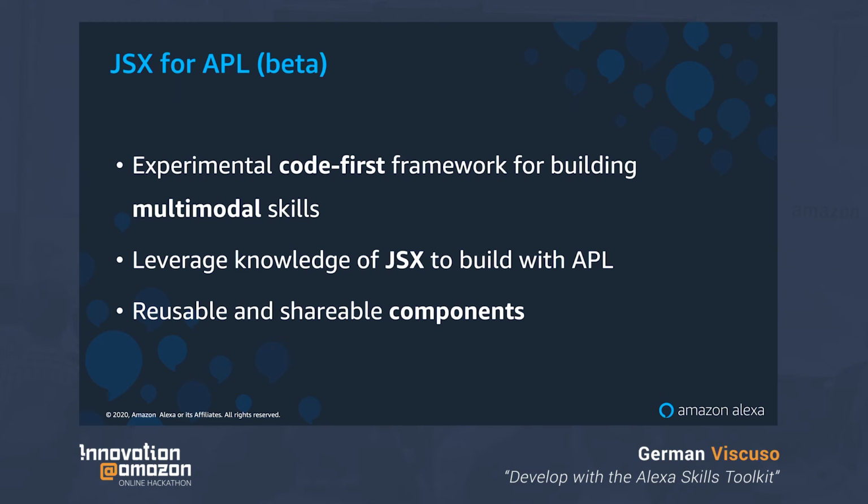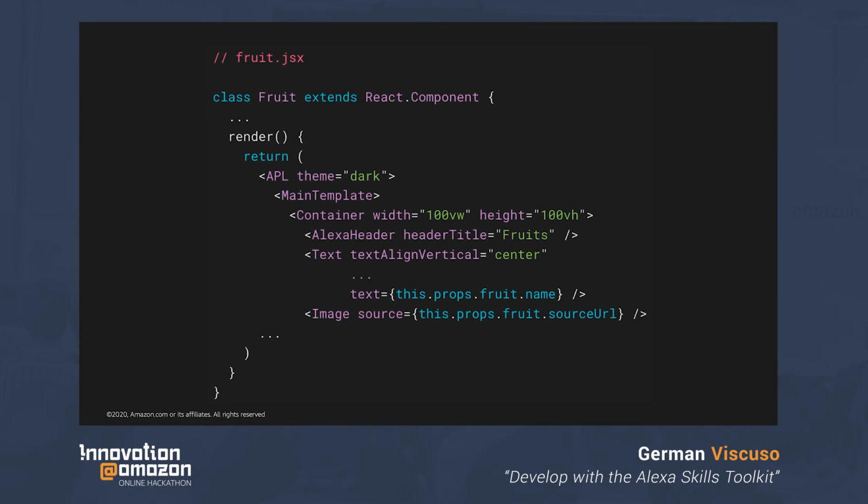Let me show you the code of a simple template to render an image and some text. First, you'll notice that every JSX for APL template is simply a React component. So if you're familiar with React, you'll use many of the same APIs and patterns here, including having a render function for your component. Next, JSX for APL provides a complete library of predefined APL components that you can use, such as Alexa header, text, image, and more.